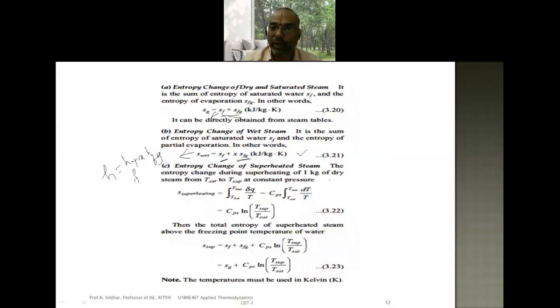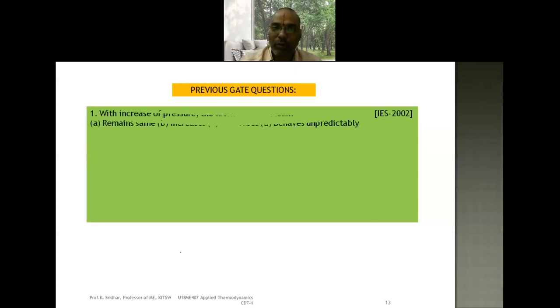And for superheated steam, I've already told you that it is nothing but sg plus the sensible heat transfer, that is Qs, and Qs is nothing but Cp into delta T. The entropy change ds is nothing but delta Q by T, so this is divided by T. So Cp into delta T by T is nothing but Cp into log T2 by T1. So sg plus Cp log (T superheated by T saturated) is the formula for the superheated steam entropy value.